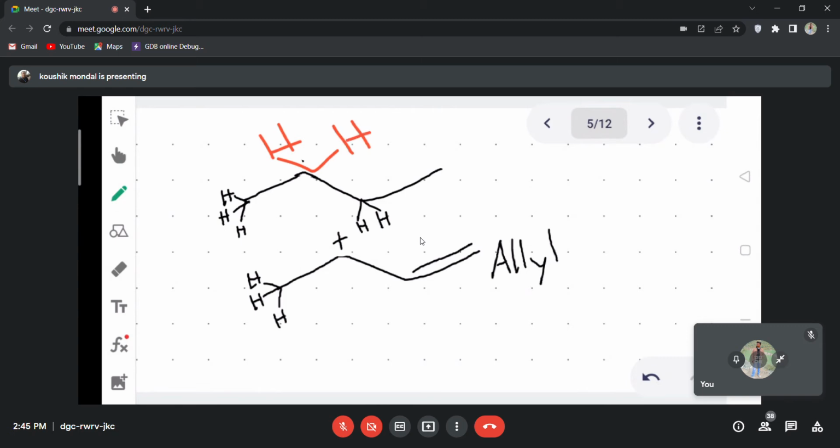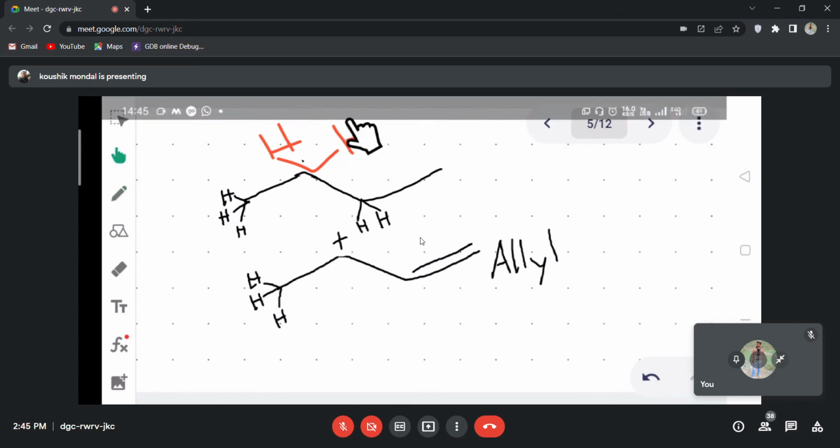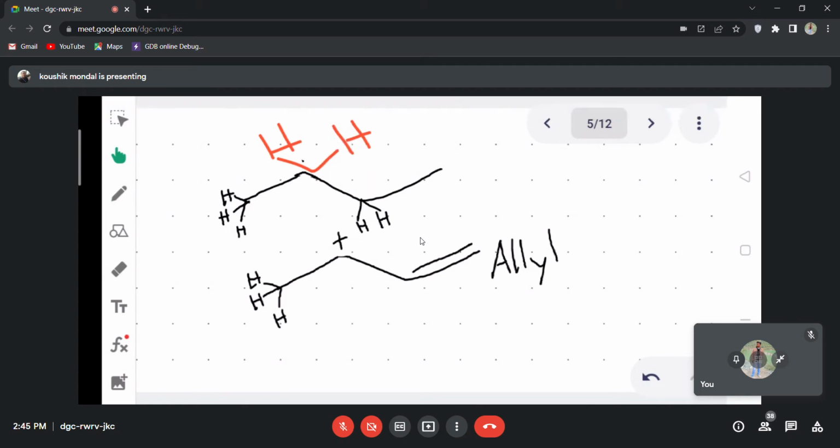If you replace one C-H bond by taking the electron pair, this bond will be removed and one plus charge will come here. So this carbon has one hydrogen, so it is a secondary, or isobutyl type, carbocation. So how can this carbocation be stabilized?